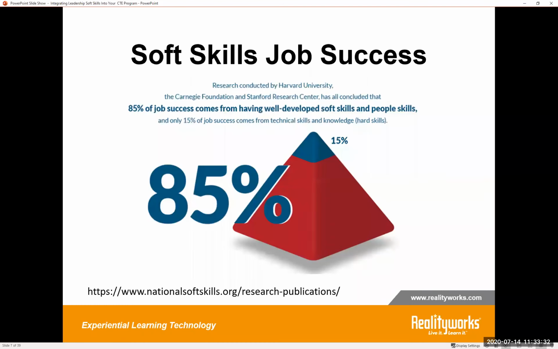Job success, we know, is deeply dependent on an employee's soft skills. So let's take another look at a recent study conducted by Harvard, which came up with a statistic that said 85% of job success comes from having well-developed soft skills and people skills. And another recent study found that the more a company focuses on internal leadership development, the better it performs meeting its objectives. So let's take a deeper dive into how we can integrate leadership soft skills into everyday lessons.